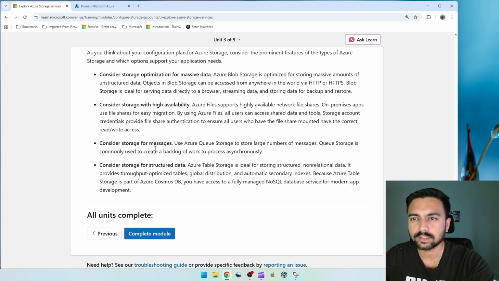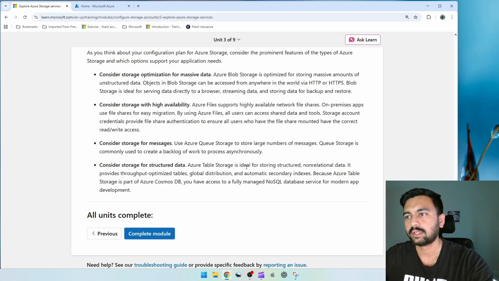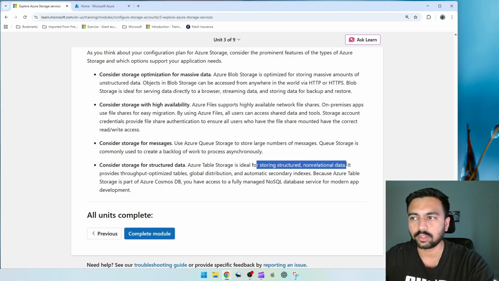Consider storage for messages: Azure Queue Storage. If you need storage for your messages, this is where you go. Store a large number of messages. Queue storage is commonly used to create a backlog of work to process asynchronously. And if you need storage for structured data, then you want to go with Table storage. It is ideal for storing structured, non-relational data. Because Azure Table Storage is part of Cosmos DB, you have access to a fully managed NoSQL database service for modern app development.